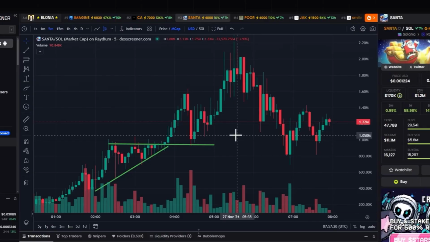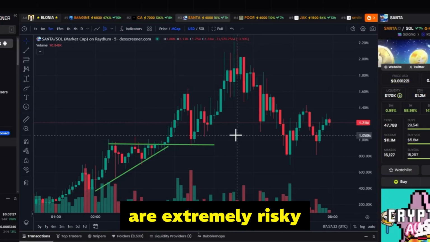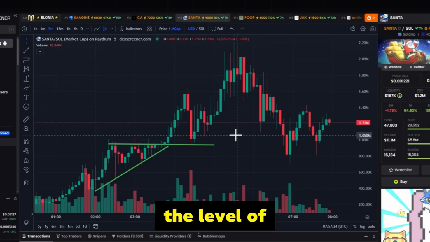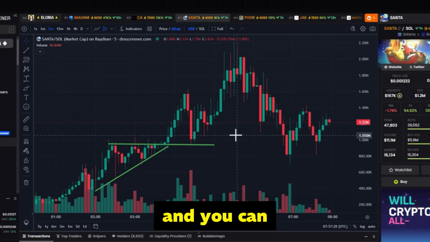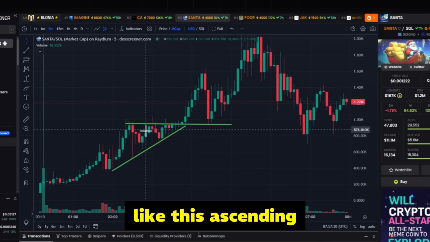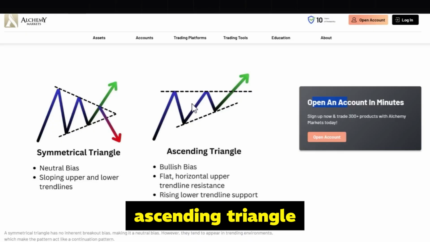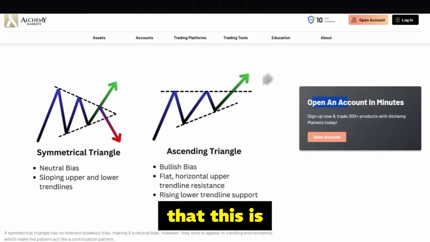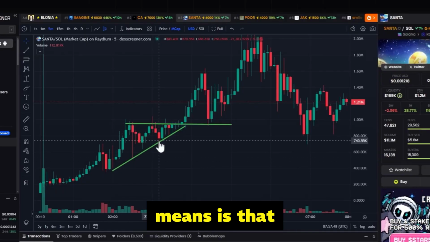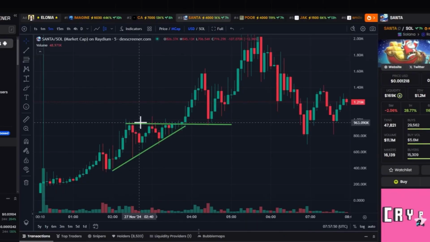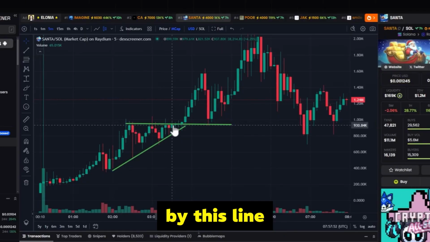But the point I'm trying to make to you guys is that whilst meme coins are extremely risky, you can reduce the level of risk by understanding exactly where these patterns are. And you can see right here with a pattern like this ascending wedge. And if we look at this ascending triangle, you can see that this is the exact same pattern that we see here that has a bullish bias and has a rising lower trend line support. And all that means is that price is getting supported by this line that's going up. And of course, you can see it's getting rejected by this line that's holding it down.